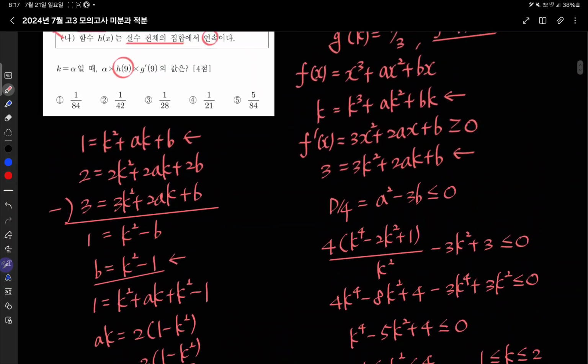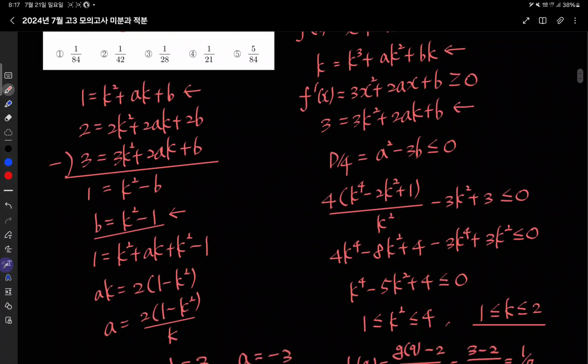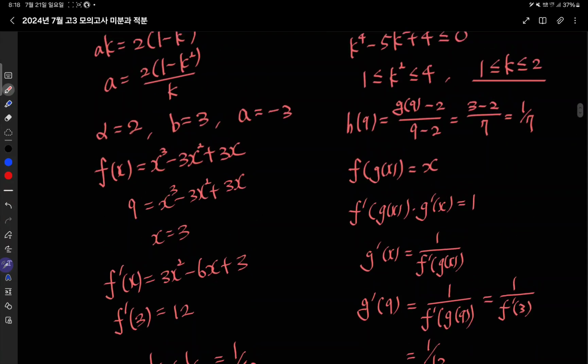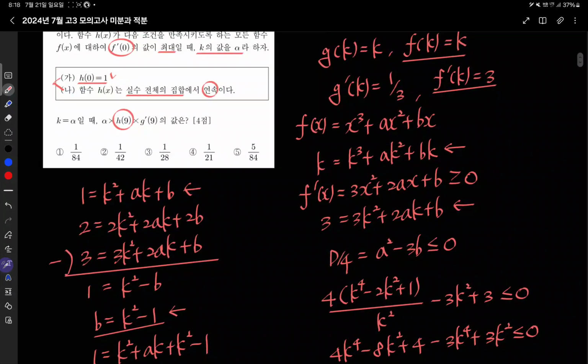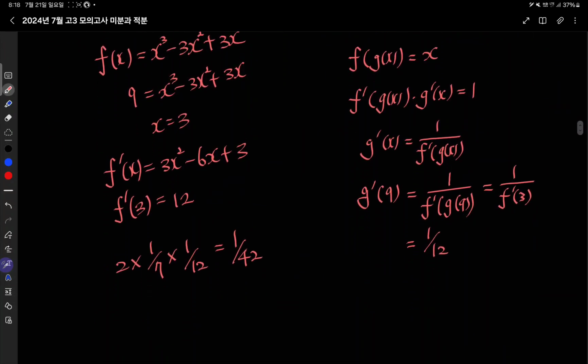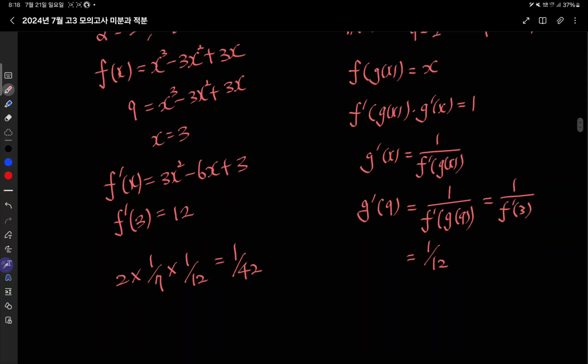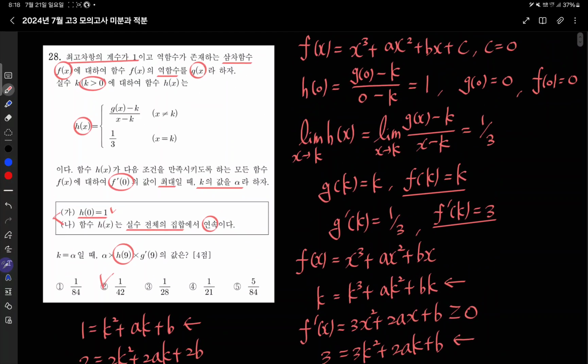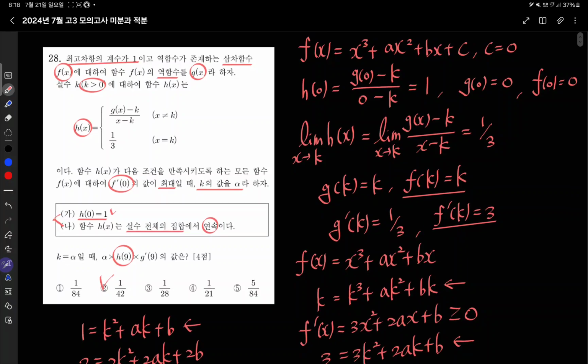So finally, if we multiply all these three values, we get 1 over 42. And so the answer is option 2. So to solve this problem, we used the property of inverse and its derivative. That's it for this video, and thanks for watching.